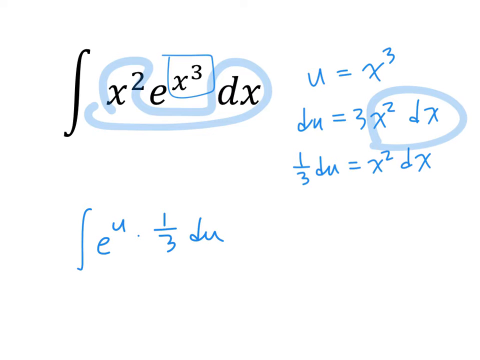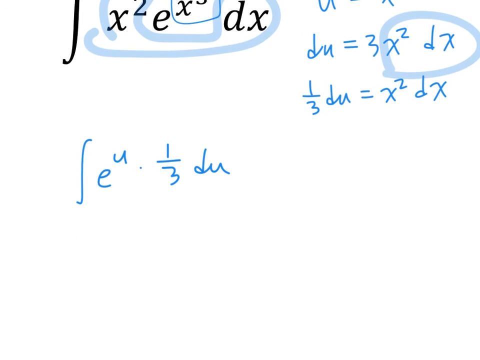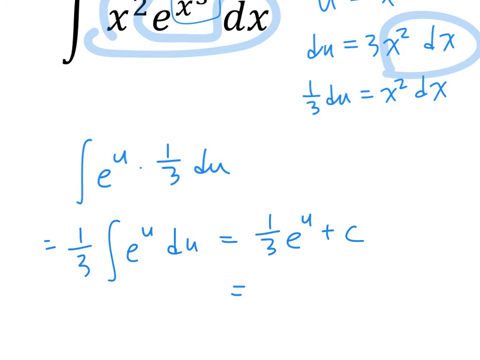When you integrate, you almost never want to leave constants inside. It's very complicated to integrate. Take the 1/3 out and then integrate. What is the integral of e to the u? So it's 1/3 e to the u plus c, and then we've got to substitute back: 1/3 e to the x cubed plus c.